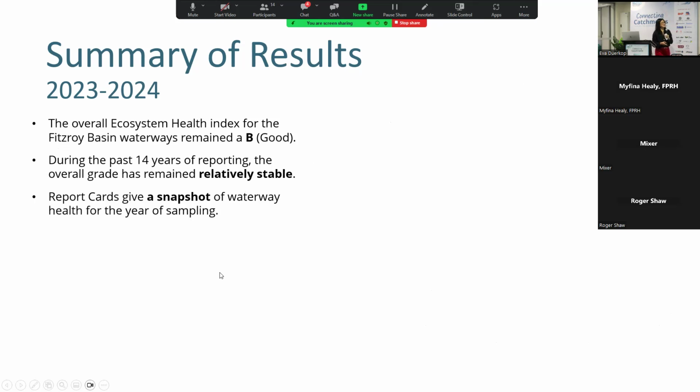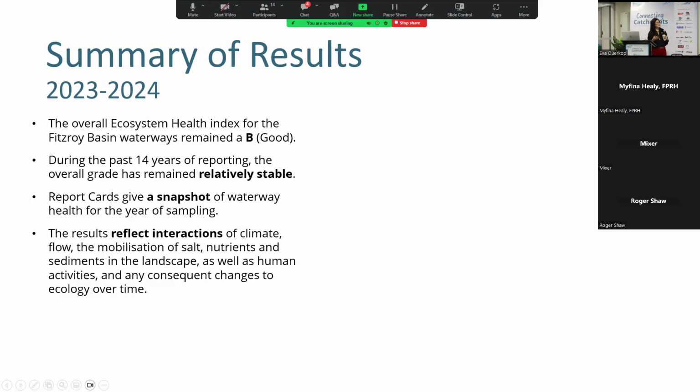The report cards do give us a snapshot of waterway health for the year of the sampling, so 23-24, that gives you a snapshot. Trend analysis is another different kettle of fish, but we really have to be detailed about trend analysis. And we associate that with what particular factors cause the trend to happen. The results reflect interactions, as we know, climate, the flow, the mobilization of salt, so sea sulfide and species changing, nutrients, chlorophyll, sediments in the landscape, as well as human activities and any consequent changes to the ecology over time. So the indicators for ecology is very important for us in terms of report card.